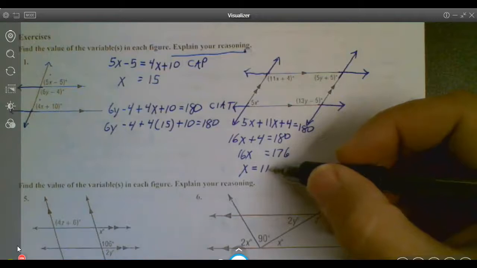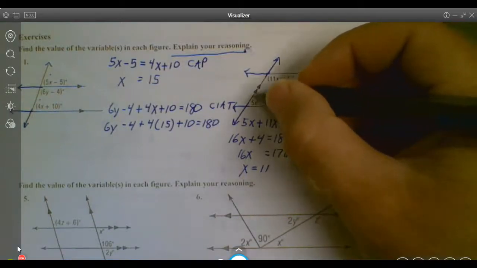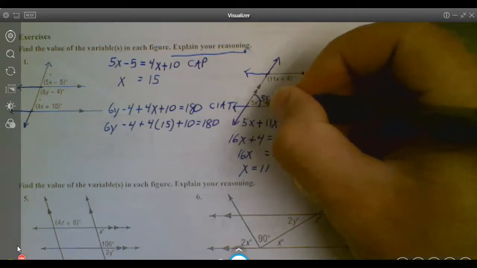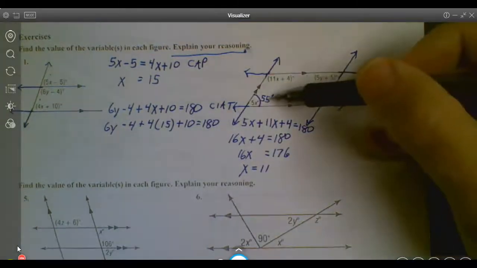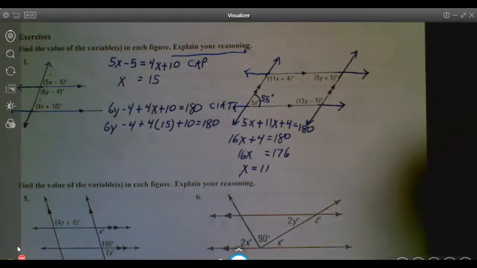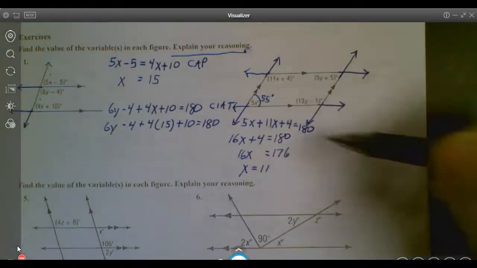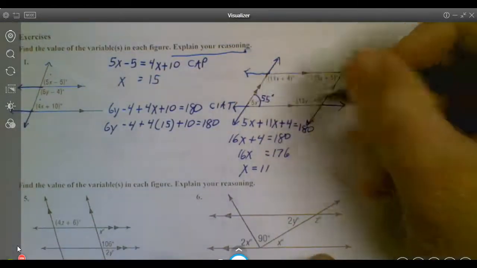If I know x is 11, well, if I plug that in right here, I now know that this angle is 5 times 11, or 55 degrees. So if I wanted to, I could now say that 55 plus this equals 180, and that would be okay. So there's several different ways you could go from here. Let me just use this information.